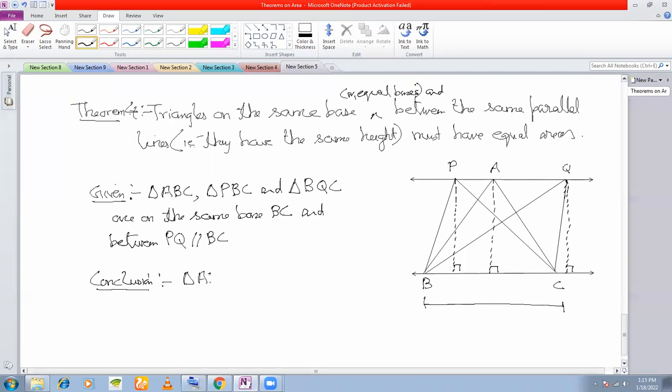Area of triangle ABC must be equal to area of triangle PBC must be equal to area of triangle BQC. All these triangles must have equal areas because they lie between these two parallel lines and they share the same base BC.